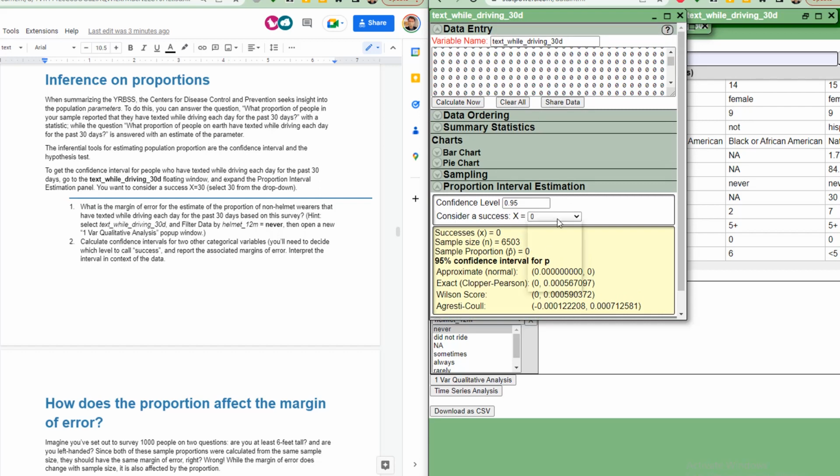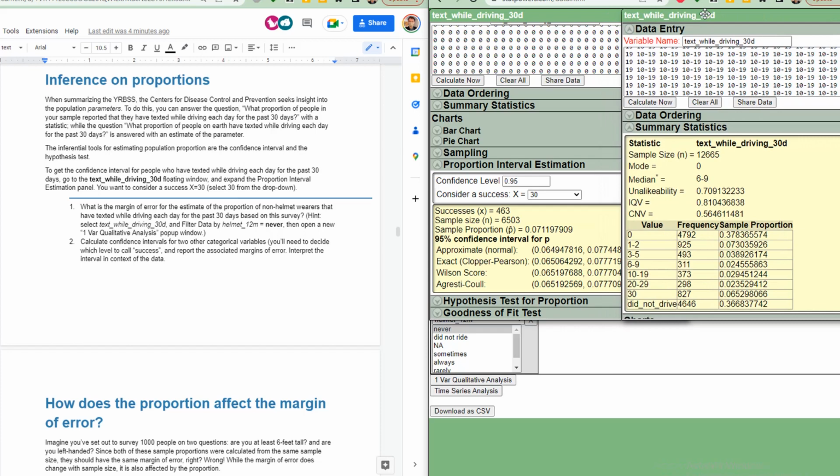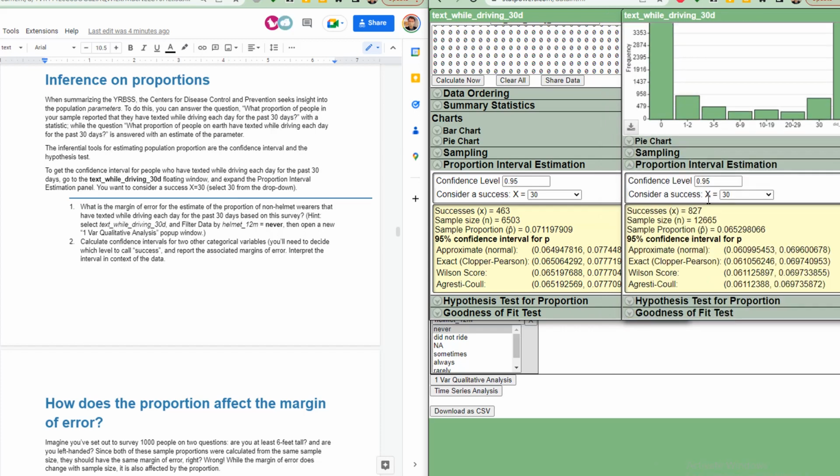I'm going to consider a success 30. So of people who don't wear helmets, what do we have here? We have 7%, roughly twice as much. And then you can see the confidence intervals. So let's put these side by side with each other. My mistake, I was thinking it was 0.035. No, it's 0.065. So it's higher, but you could ask the question: is there overlap?